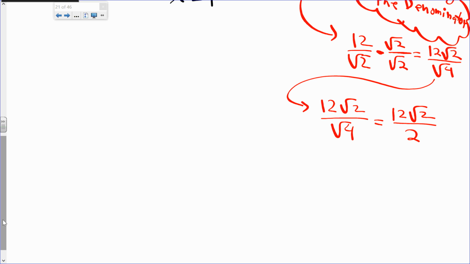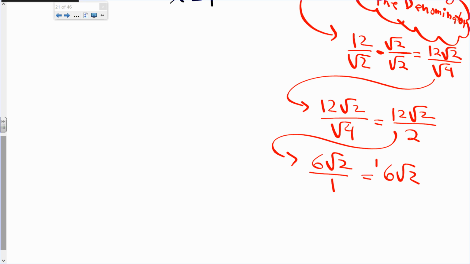We can still simplify though. Look at 12 divided by 2. Exactly. So this is really 6 rad 2 over 1. But it's mathematical bad manners to leave a 1 as the denominator. Right? It's not professional. I wear a tie. I'm a professional, so are you. So we don't need to put a 1 as a denominator. We're just going to write 6 rad 2. Done.